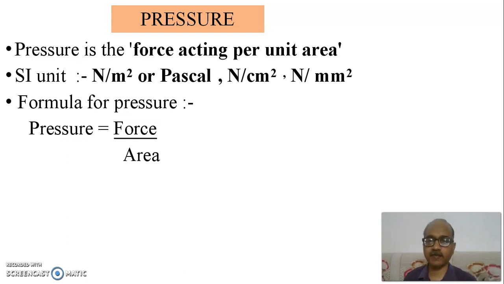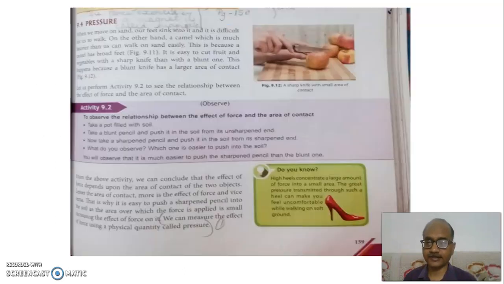Other units of pressure are Newton per centimeter square or Newton per millimeter square. They are used when areas are small, but these are not SI units. Formula for pressure is equal to force upon area.